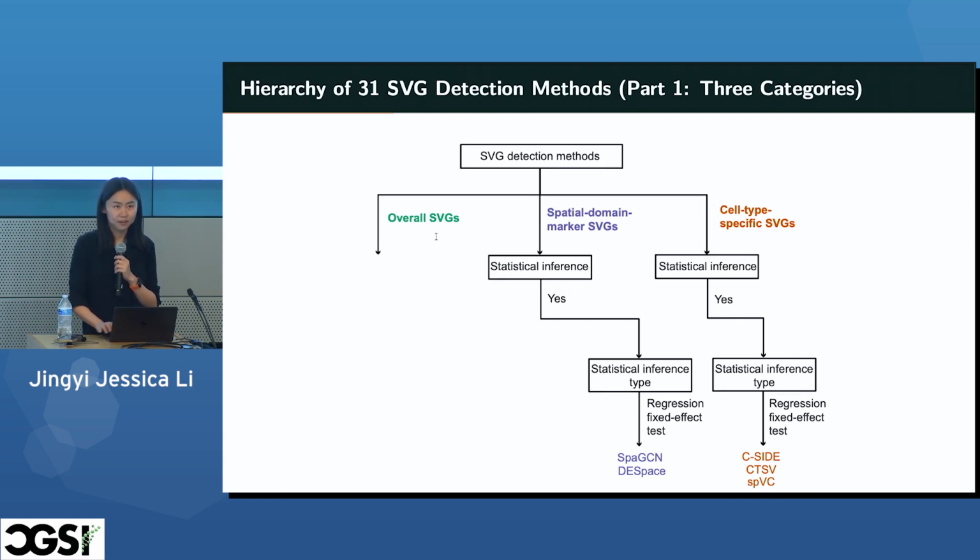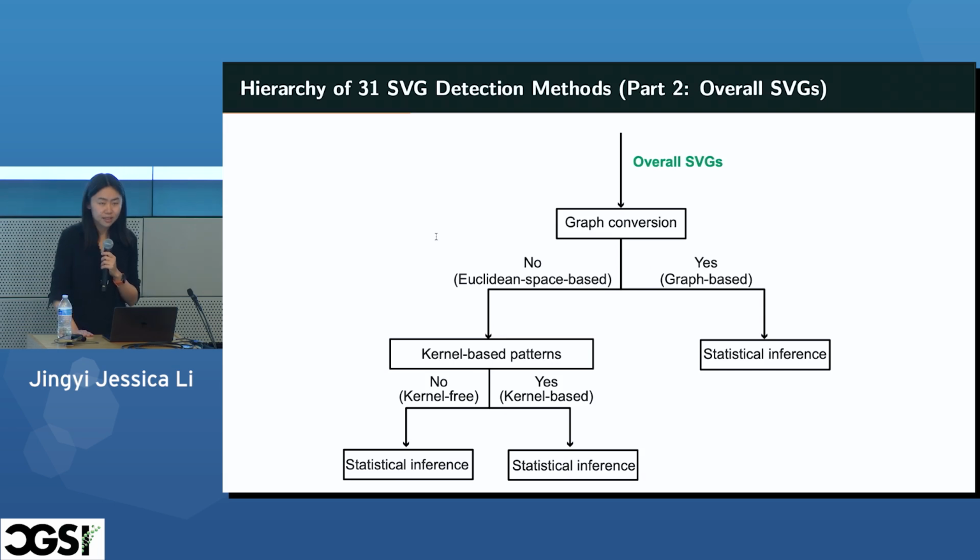Now let's look at this big category of overall SVGs. For this category, the methods differ in many ways, but the first division is whether they would reconstruct the data into a graph or not. If not, we would just use the 2D locations of the spots in the slice. We call them Euclidean space-based methods. If they connect the spots into a graph and then proceed from there, we call them graph-based methods. Now let's first look at the Euclidean space-based methods. For these methods, we can further divide them based on whether they use some kernel or not.